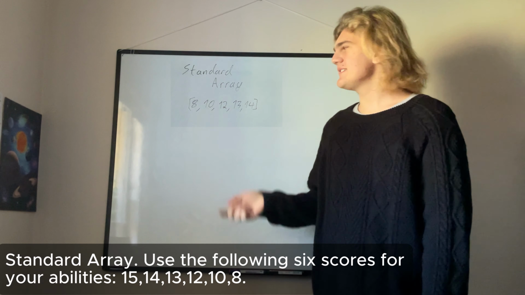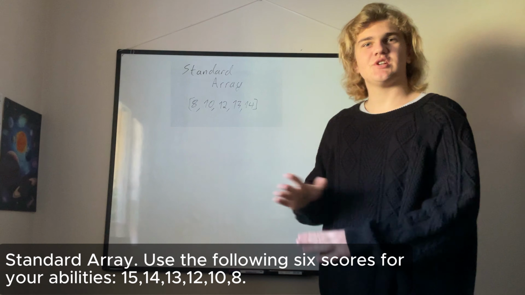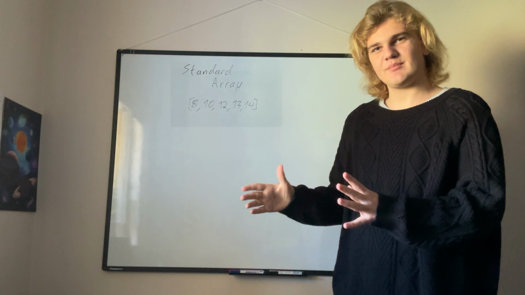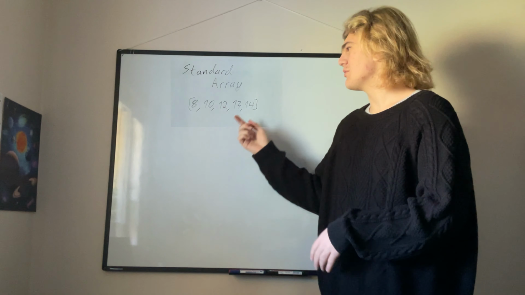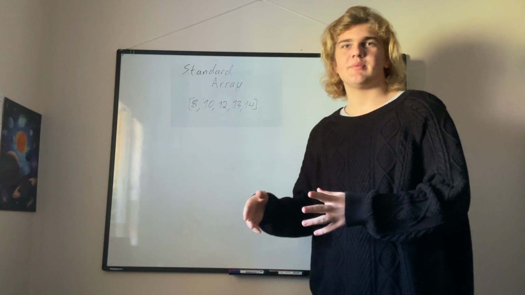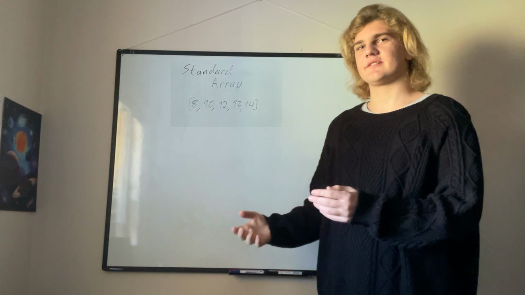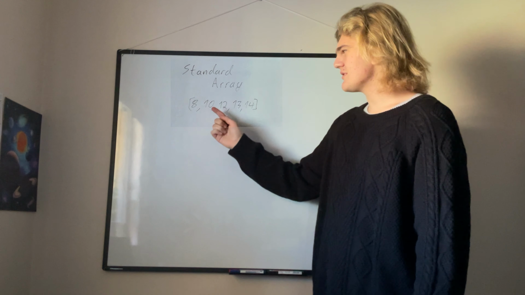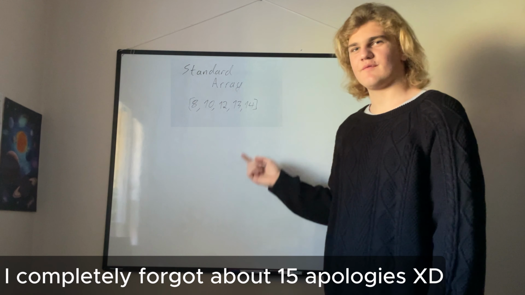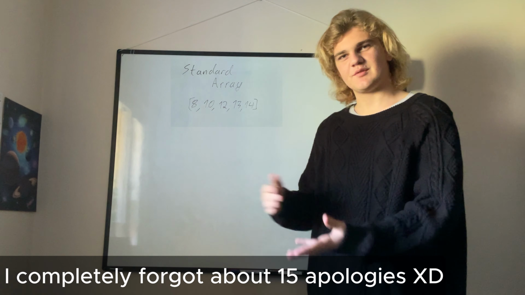The first method is the standard array, where you get these 6 numbers as your ability scores, and you can place them in whichever abilities you want. You'll put the higher number in the ability you're going to use more, based on your character's type. The numbers are 8, 10, 12, 13, and 14, and that's all. You just have to plug these numbers in.